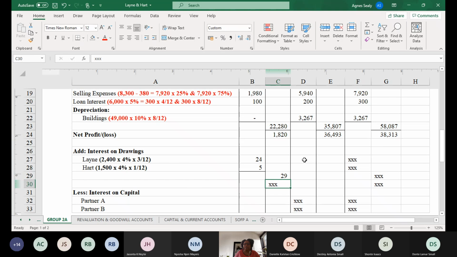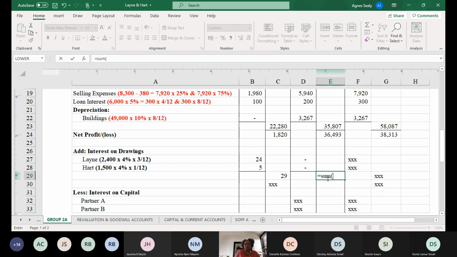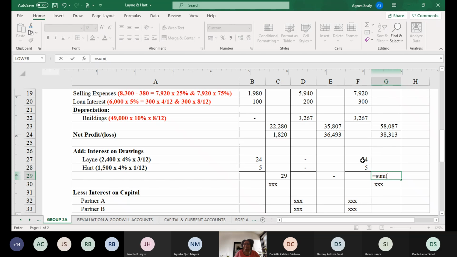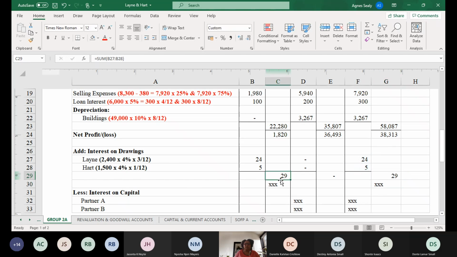We would have established that there is no interest on drawings under the new agreement. So we would have established that. So therefore, no interest on drawings under the new agreement.